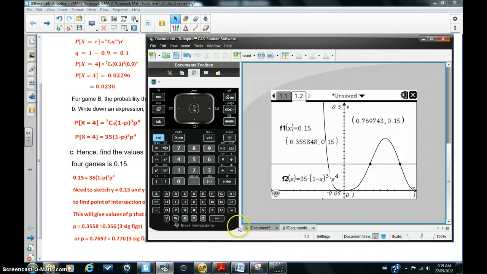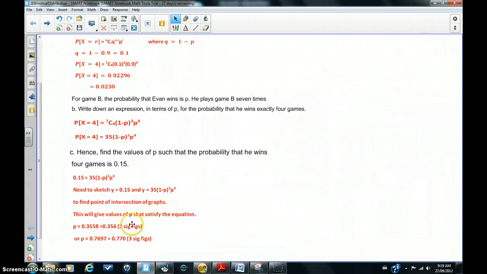So we can copy that from the graph, and here they are. So p is 0.3558, which is 0.356 to 3 significant figures, and p is 0.7697 or 0.770 again to 3 significant figures. So that's how we work out the probability question using the calculator.